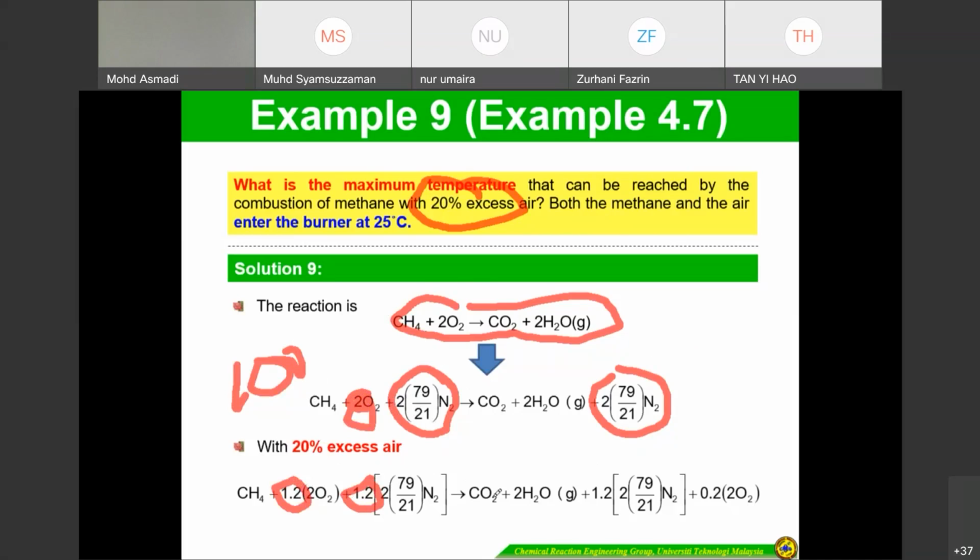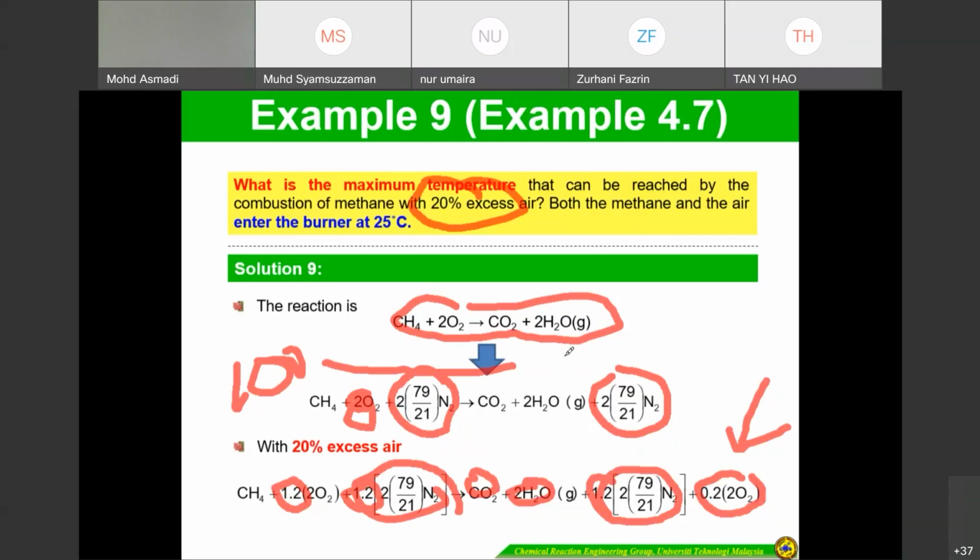Okay, and it produces CO2, water. Similarly, this is for the nitrogen. Nitrogen does not react, but for the oxygen, because 100% completely reacts, the rest, the 20%, leaves as unreacted compound. So it's going to be 20% or 0.2. You have to remember this one. If there is no excess air, 100%, this is the equation. But when there is excess, you have to make it 120% or 1.2, the ratio.